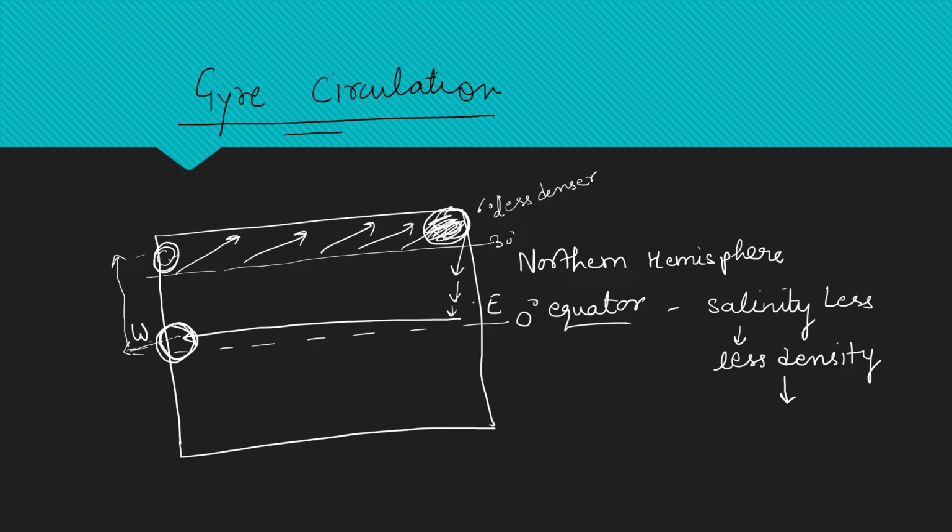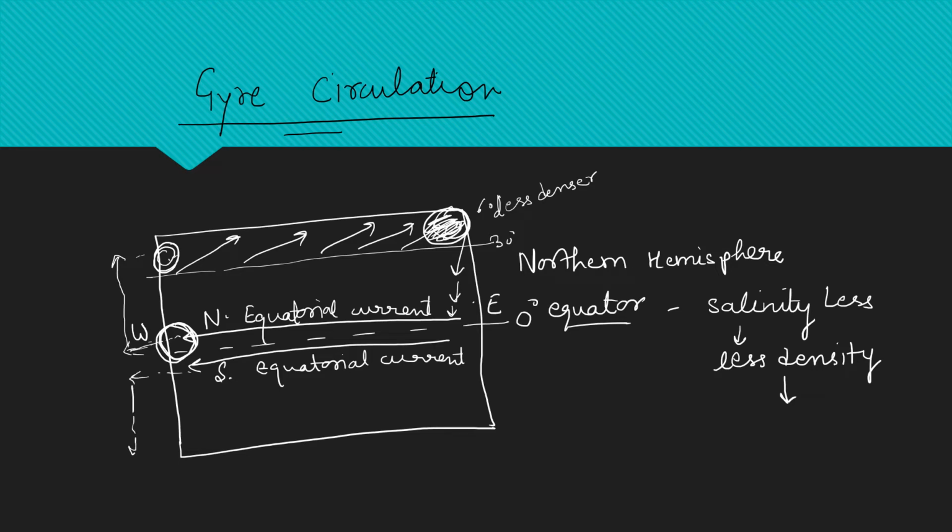The same circulation also exists in the southern hemisphere. We have the same southern equatorial current. This is the northern equatorial current, and this is the southern equatorial current. Less dense water would rise from this point, move in the upper troposphere, come down. With the help of westerlies, it will also move towards the western part.